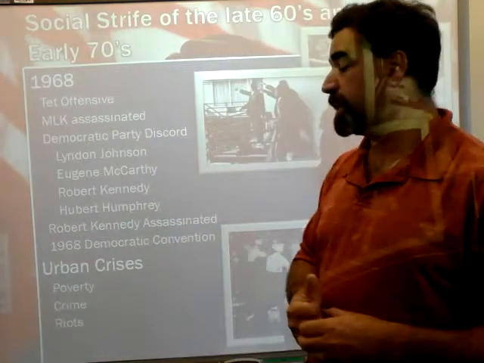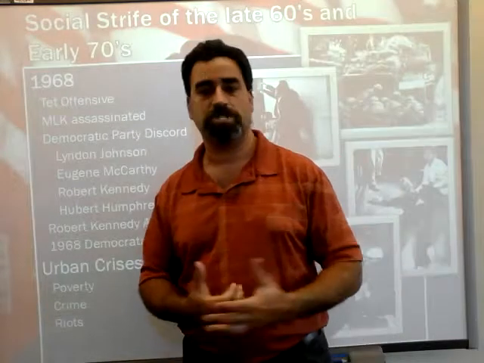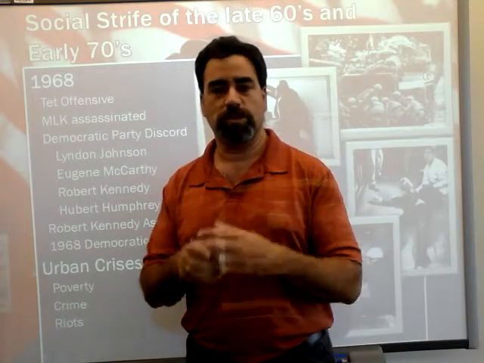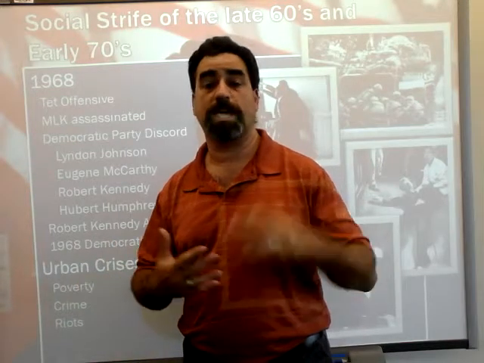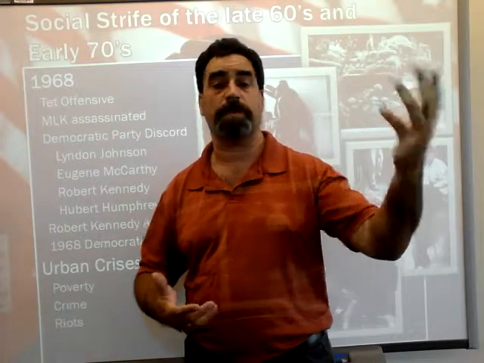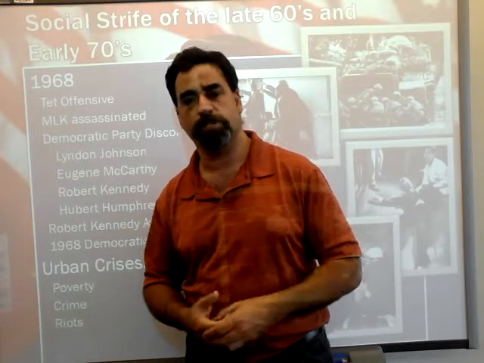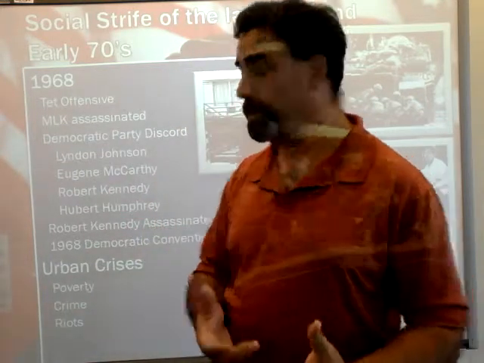Well, of course, in 1968, we also see the assassination of Robert Kennedy. So Robert Kennedy's in California. He wins the California primary. He's like, "Hey, this is great news, guys. We're going to go on. We're going to win the election." And as he was leaving the California primary, a guy by the name of Sirhan shoots him and kills him.